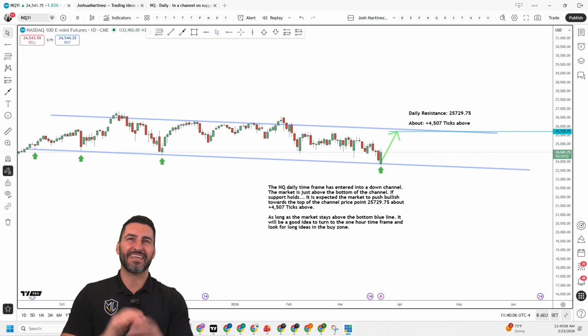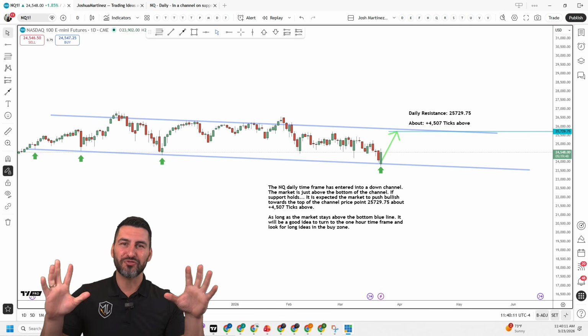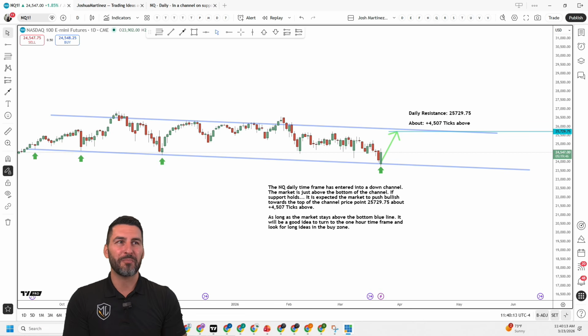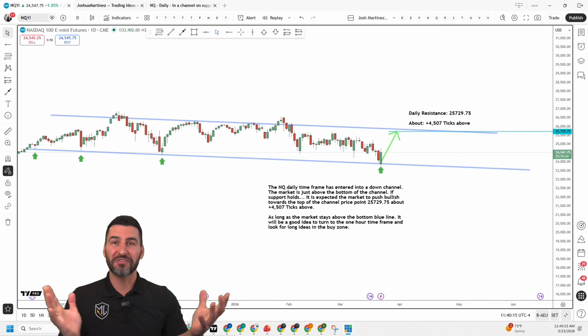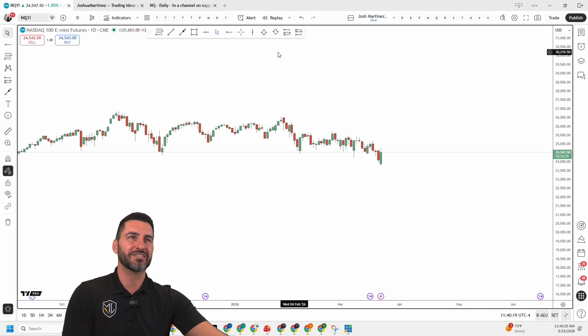So this week's idea is the Nasdaq 100 daily time frame, left to right channel, looking for a buying opportunity for 4,507 ticks. So how did we get to this conclusion? Well, let's talk about it.